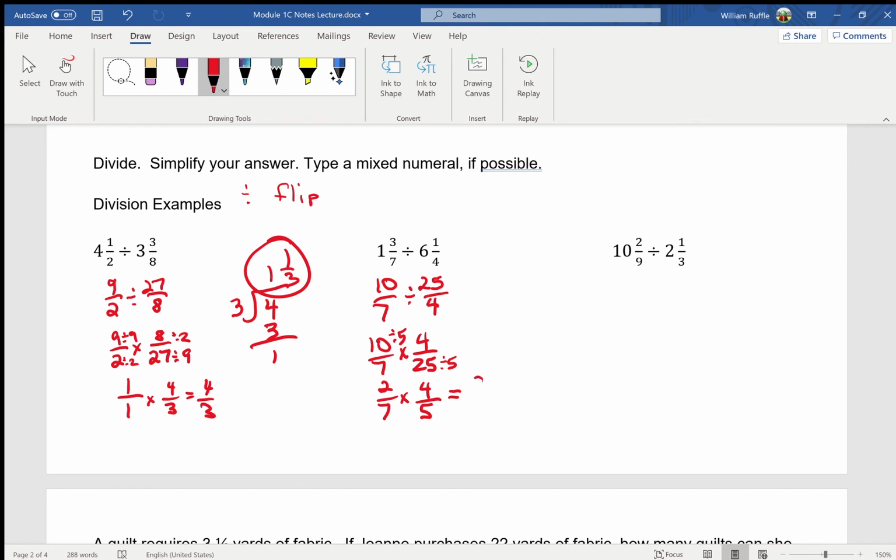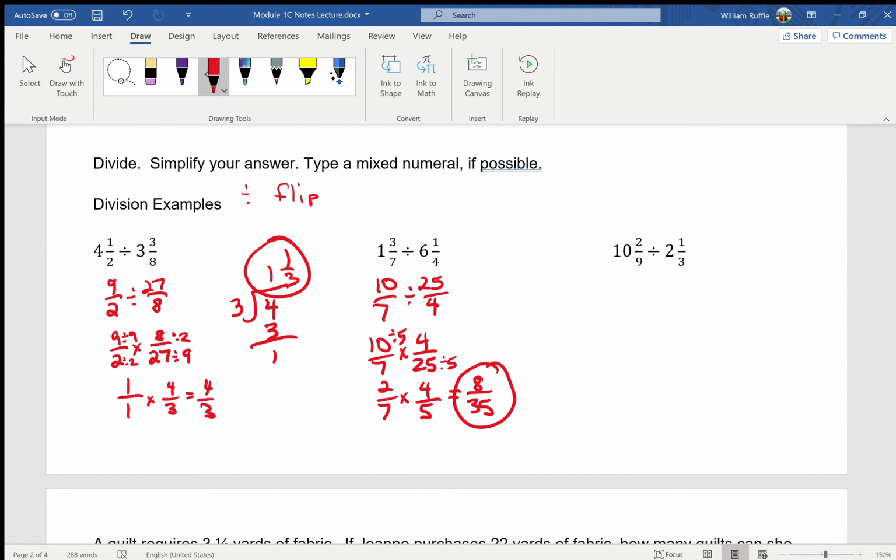Again, always reduce if possible. 2 times 4 is 8. 7 times 5 is 35. Now, I don't have to do any converting because the smaller number's on top already. That is my answer. Okay. And the last one in the long divisions here.